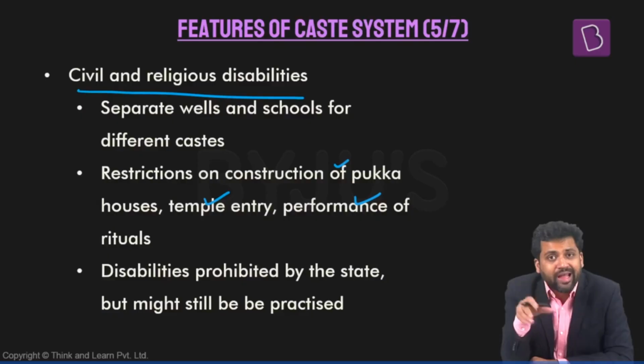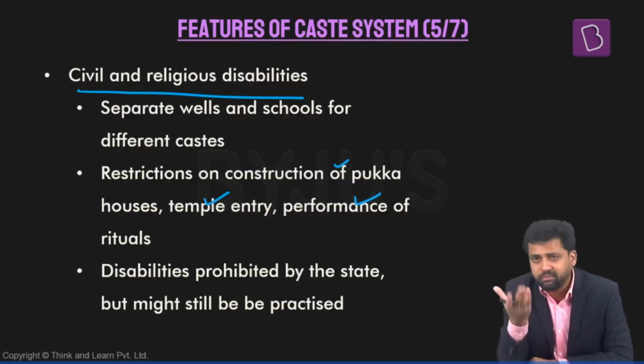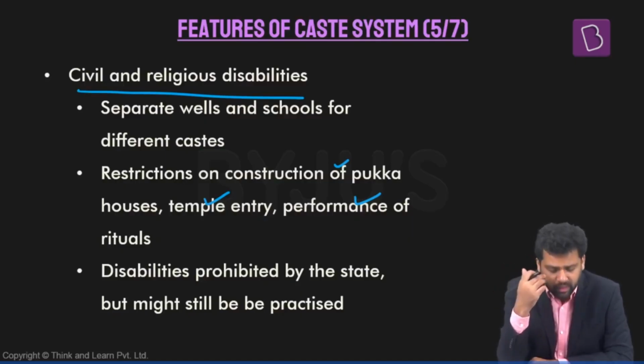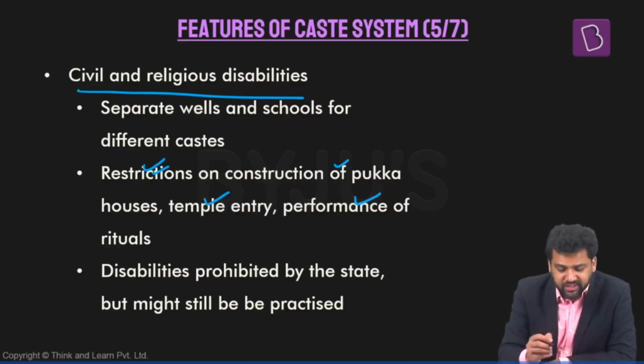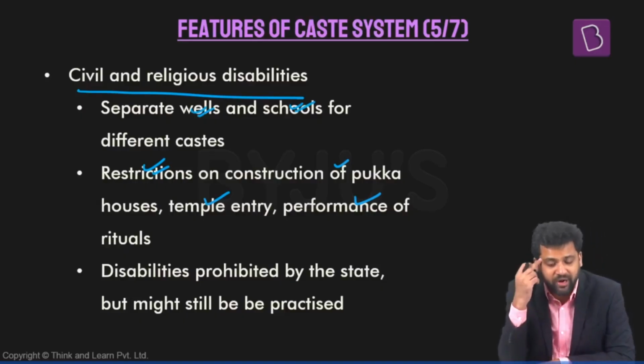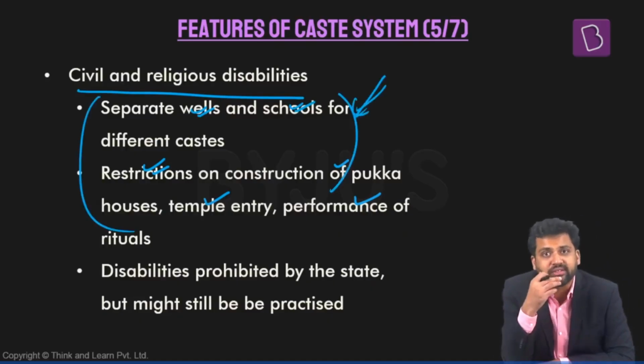In the past, they were not allowed to construct pakka houses. There have been instances where members from the Dalit community, members from the community which were considered to be untouchables, were not allowed to access common drinking water facilities, different kinds of other facilities like common bathing facilities. So these kind of restrictions have been there. There have been instances where there were separate schools, separate wells for members. So all these things are different disabilities imposed by the caste system.